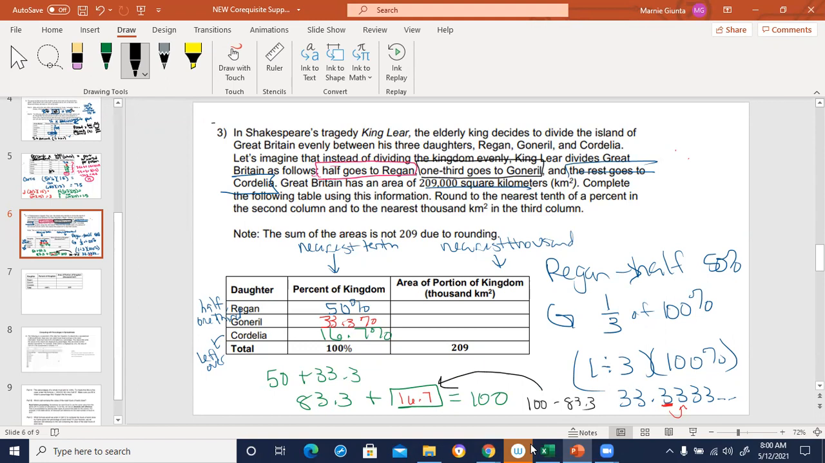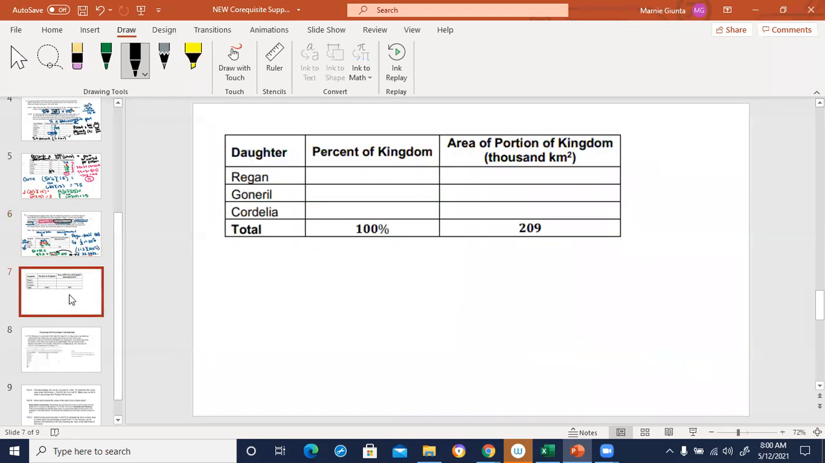So now let's clean this chart up, because now it wants us to figure out how much of the area each one of these daughters gets. So let's go over here. We know this is 50. We've got 33.3 and 16.7. I'm just bringing these over from the previous page. And now we need to calculate the area of the portion that each kingdom gets.